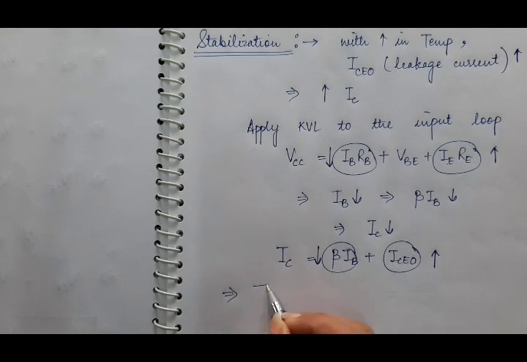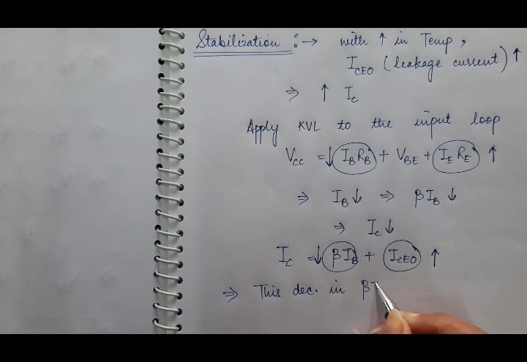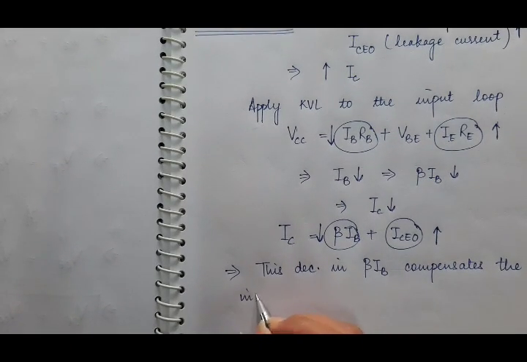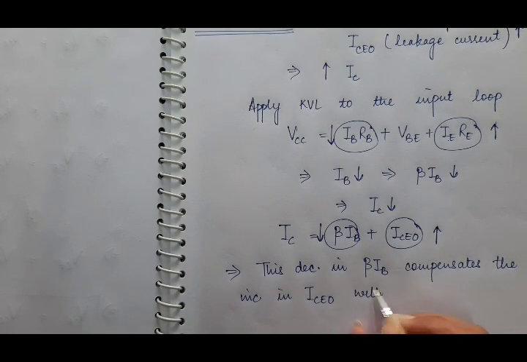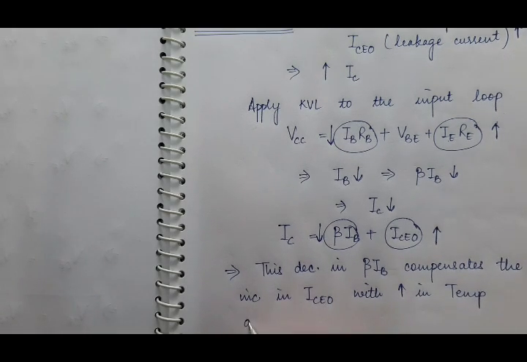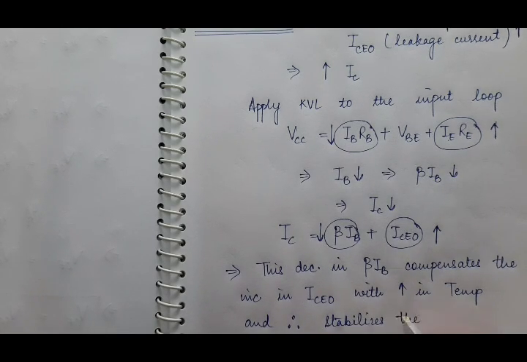So this decrease in beta IB compensates the increase in ICO with temperature, and therefore stabilizes the operating point or Q point.